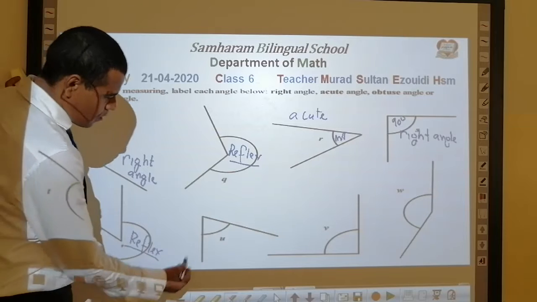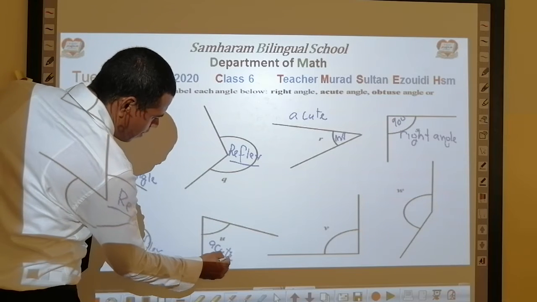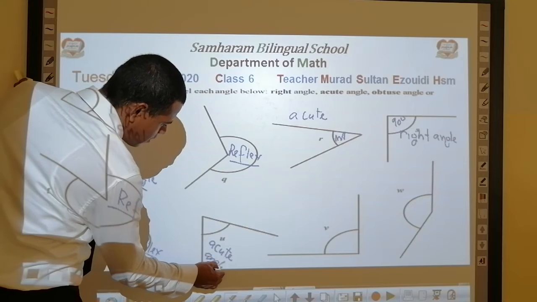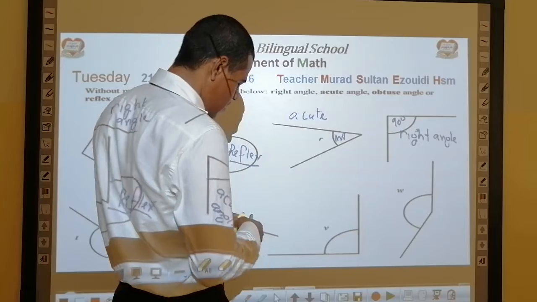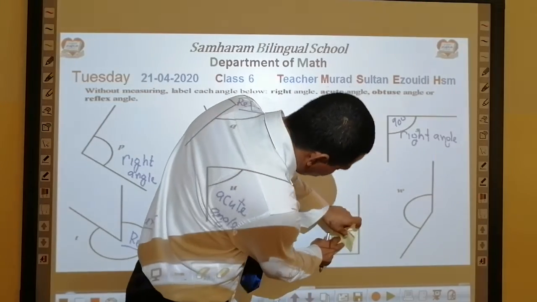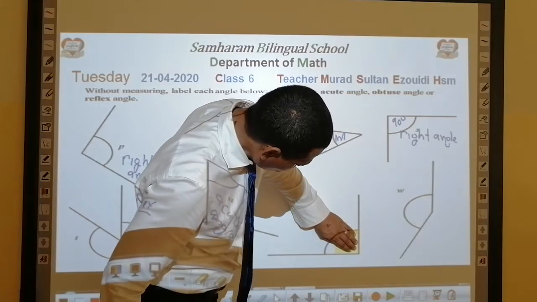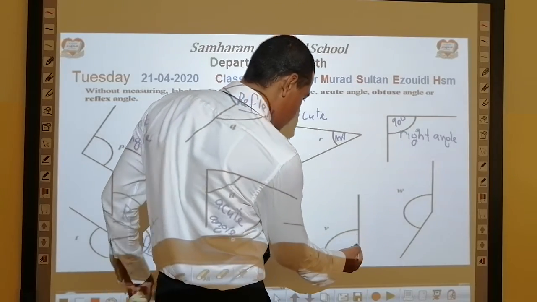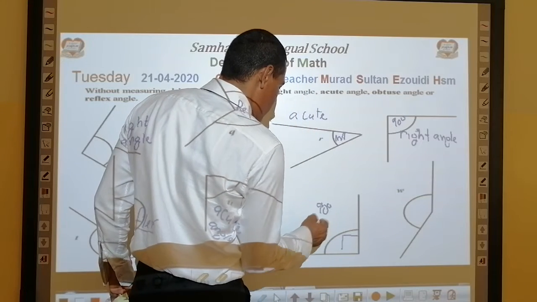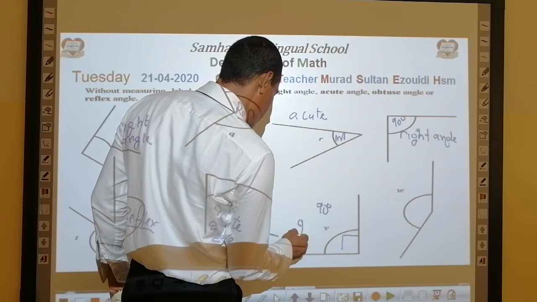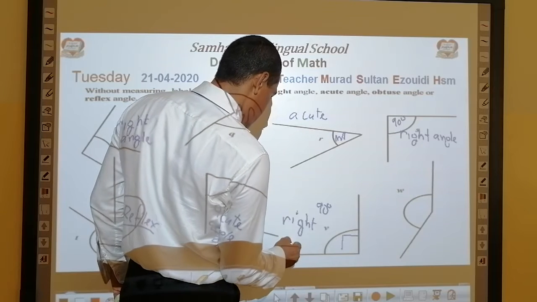Reflex angle. This one is an acute angle. Why? Because it's less than 90 degrees. And this one, my kids, I have, let's say, square paper. So this one, what do you think? It's a square. Let's say this one is a right angle triangle. So this is 90 degrees, which means a right angle.